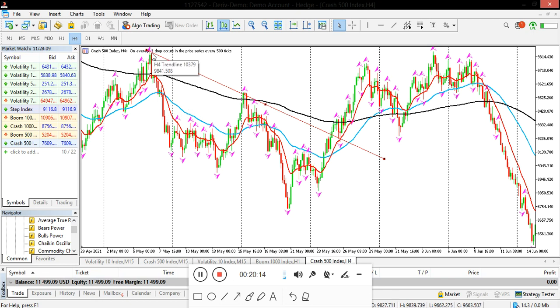Like I said, we draw our dynamic resistance picking from this major point down to this one.